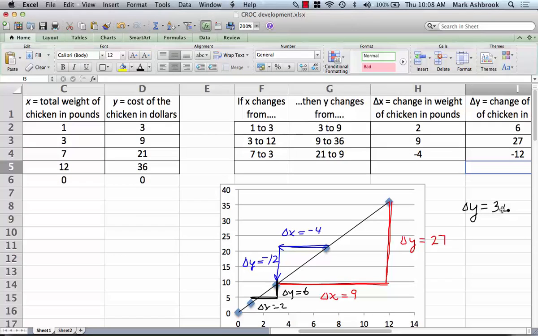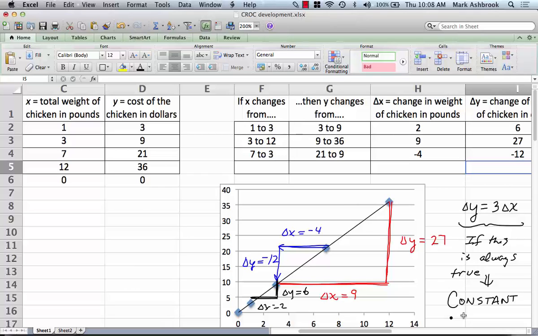However much you change the number of pounds by, your cost is going to change 3 times as much as that. Okay? If this is always true as x and y change together, then we have what's called constant rate of change.